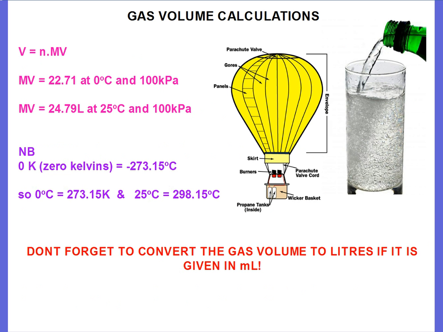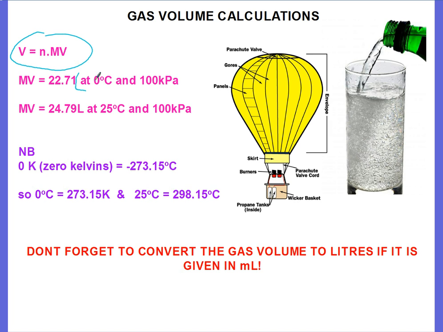The last thing in this particular focus area is gas volume calculations. We've done quite a few of these. You need to be aware of the gas volume formula. The volume of the gas equals the number of moles times the molar volume. Molar volume is dependent on temperature. The lower the temperature, the lower the volume. So 1 mole of gas occupies 22.71 litres at 0 degrees and 24.79 litres at 25 degrees.